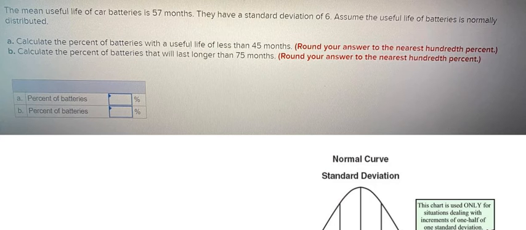Hello everybody, so today I will talk about statistics. The topic today is about Z distribution.